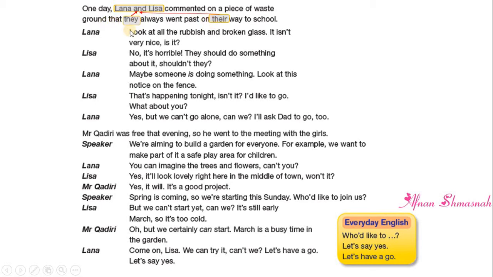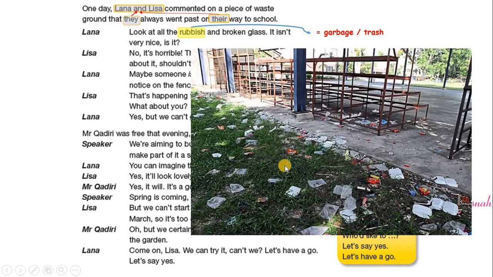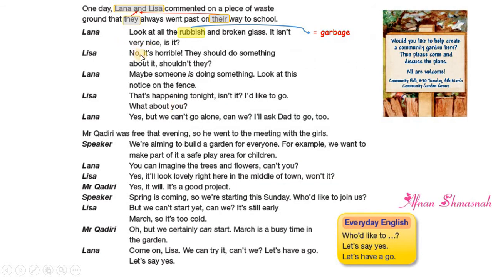Okay, so here they refers to Lana and Lisa. On their way to school, they also refers to Lana and Lisa. Lana says, "Look at all the rubbish and broken glass." Rubbish and broken glass. So what is rubbish exactly? Well done. It is garbage or trash. Like in this picture, look at this rubbish. It isn't very nice, is it? No, it's horrible. So horrible here, it is what? It is very bad or awful.